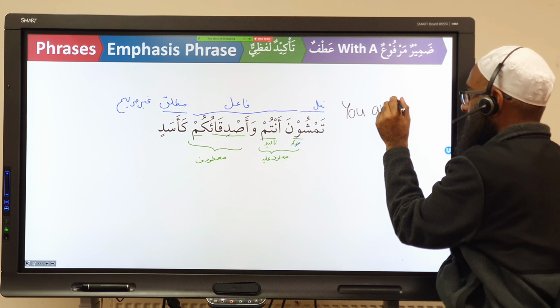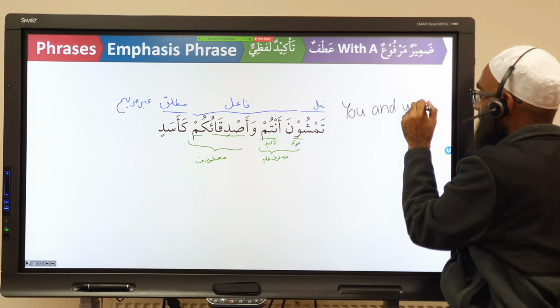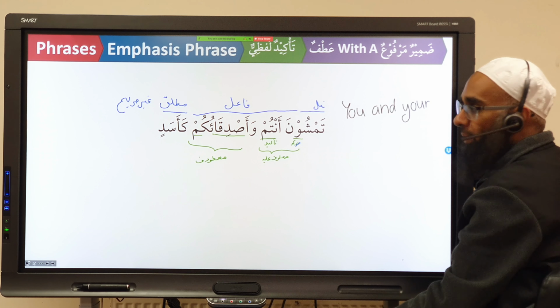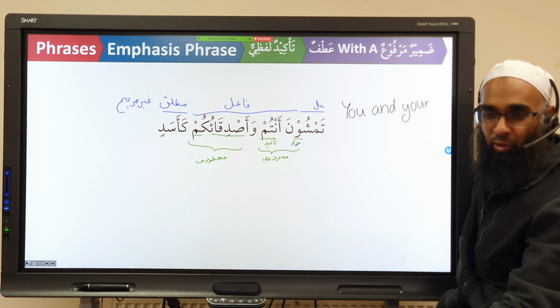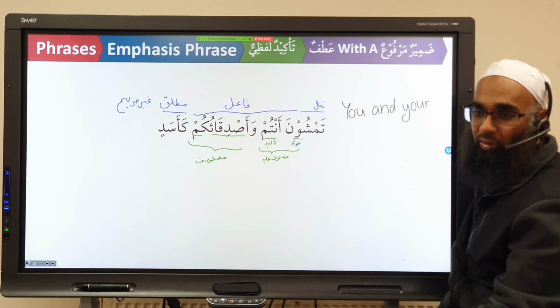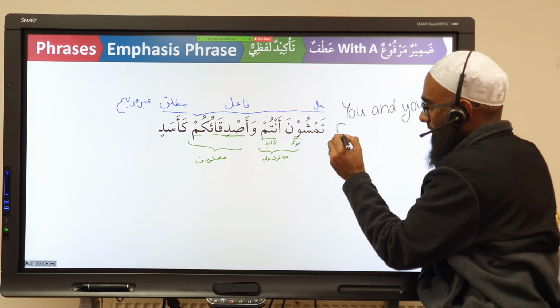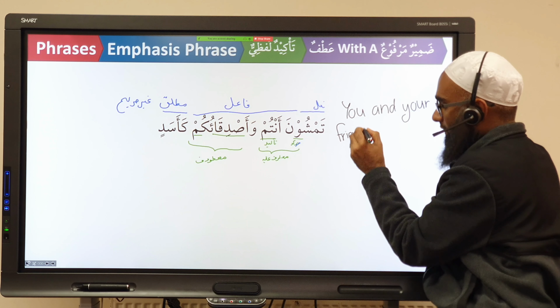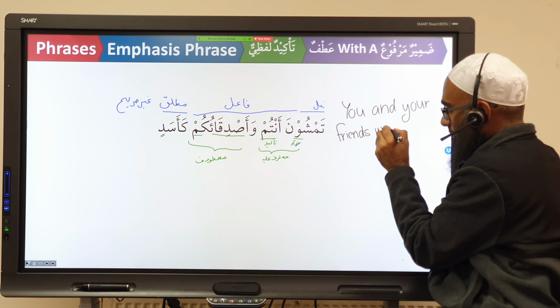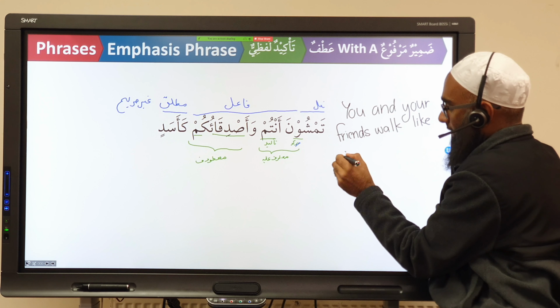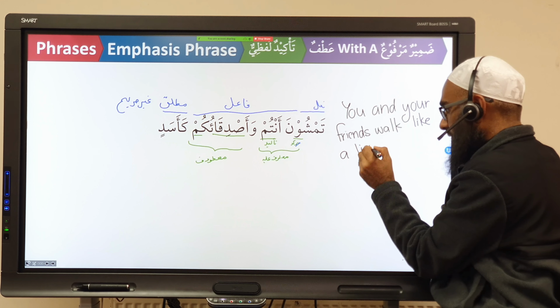Creating emphasis. I want to put emphasis. You don't have it, because it's not for emphasis. Antum, as Muhammad was saying, it's not for emphasis. It's more just to prop up the ma'tuf alayh. So you don't have to translate emphasis. So you and your friends walk like a lion. You and your friends walk like a lion.